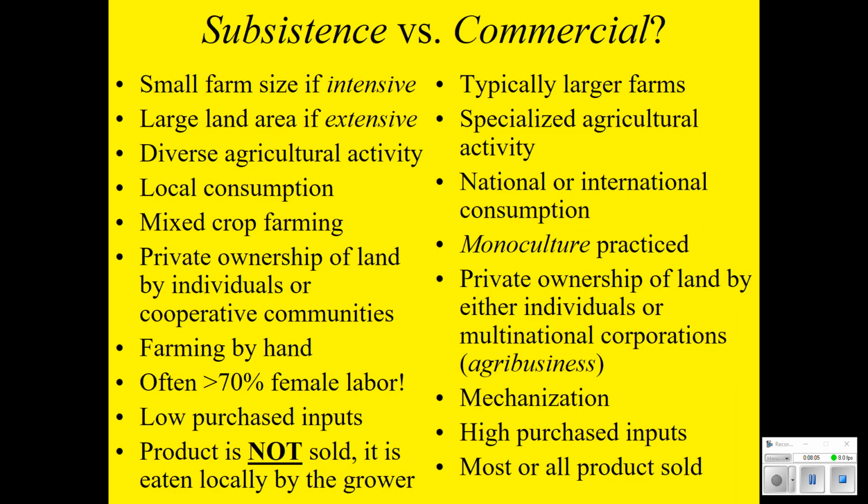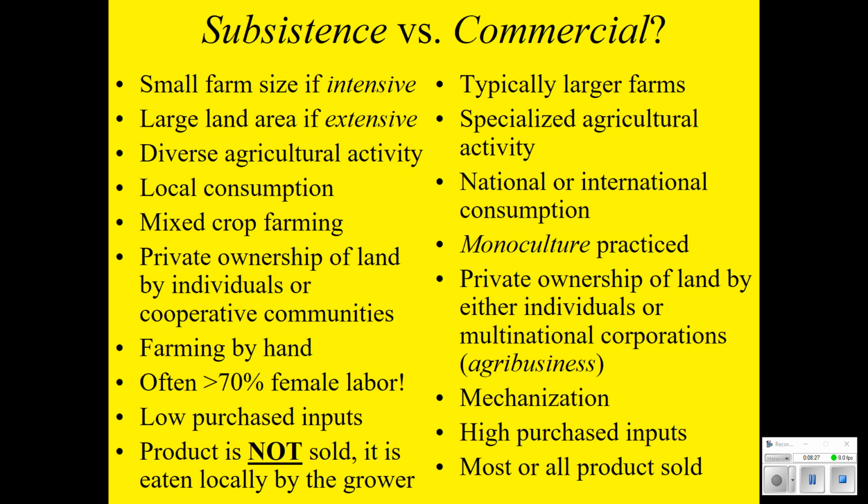So remember when we talk about the difference between subsistence and commercial, this is an excellent chart. If you really just kind of run down through here, everything on the left side is subsistence. Everything on the right side is commercial. Tons of vocab words here. We've already talked about agribusiness. We've talked about monoculture. Make sure you know the difference between intensive and extensive farming.